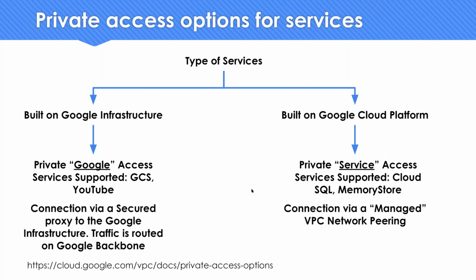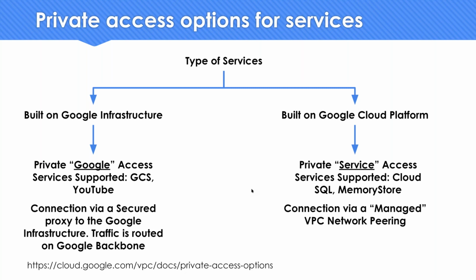There are two types of services for which you get private access options. This is a little confusing. Again, I got this tree diagram from one of the Google Next 2019 videos. Cool video. I forgot to bookmark that, but if you search for it, you should be able to get it. If you don't get it, let me know. I'll try to search for it and get it. It should be in my history.